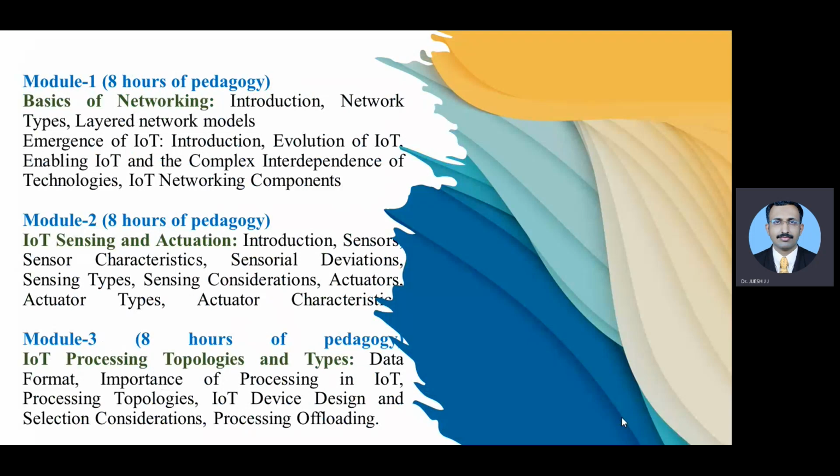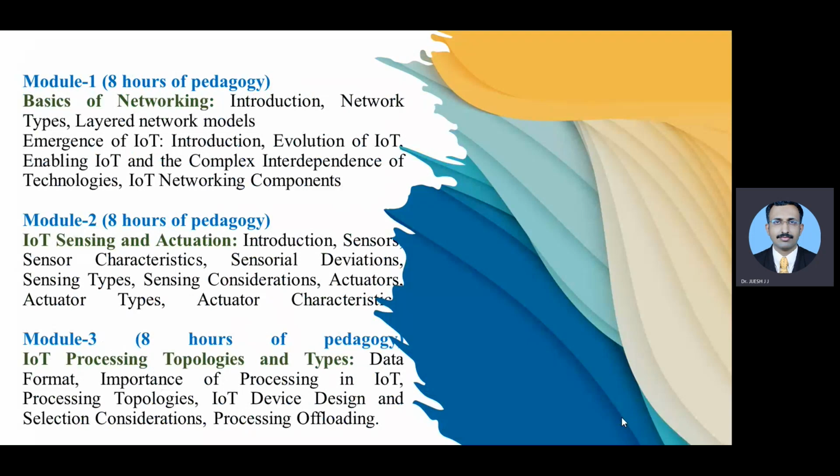How many different types are there? You'll be communicating from one end to another, or you'll be having dual mode of communication. All those different types are there, and we'll be studying those things. Then the emergence of IoT, where we'll be studying how the IoT concept has evolved, how it started some 20-25 years back, how this concept of connecting things together with the help of internet has evolved. We will discuss the complexity involved in it and the IoT network components involved in it, all in module 1.